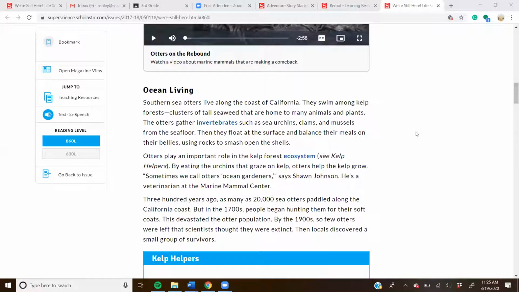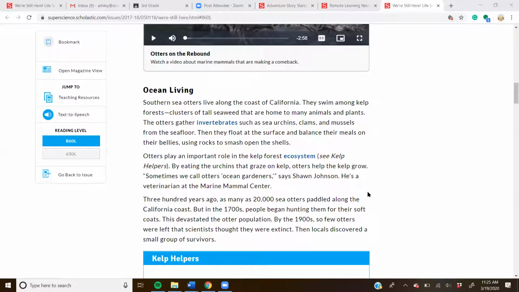Otters play an important role in the kelp forest ecosystem. Sea kelp helpers. By eating the urchins that graze on kelp, otters help it grow. Sometimes we call otters ocean gardeners. The otters help kelp grow, says Sean Johnson. He's a veterinarian at the Marine Mammal Center.